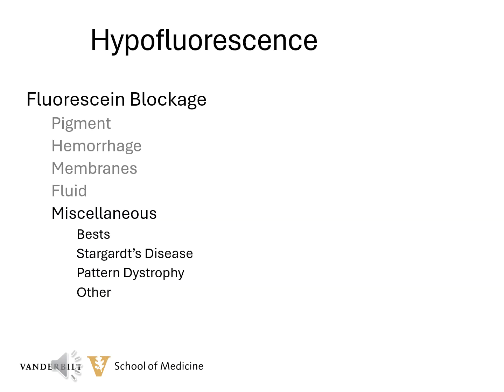In the final section, we'll talk about some of the miscellaneous processes that may give blocked choroidal fluorescence. These may include Stargardt's disease, adult onset foveomacular dystrophy, Best's disease, and sometimes deep exudation.